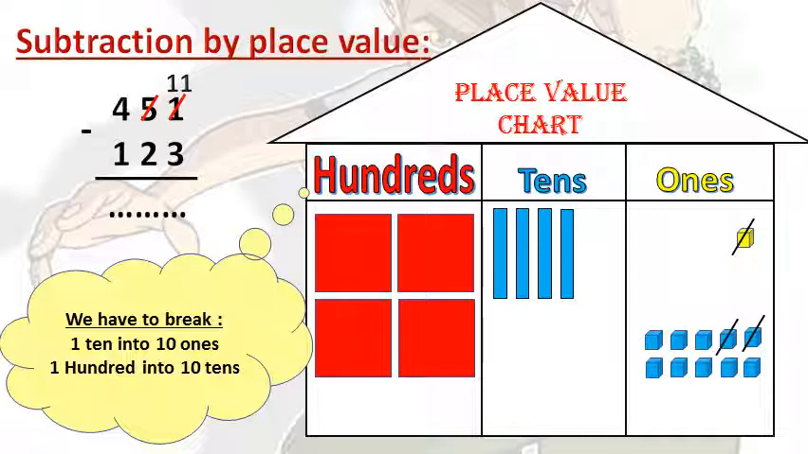Okay, let's now cross the numbers, or take away the numbers. 11 minus 3, I'm going to cross out 3 ones. So it will become 8. And for the tens, I have 4 minus 2. I'm going to cross out 2. The answer is 2 in the tens. And what about the hundreds? 4 minus 1. I'm going to cross 1. So the answer is going to be 3 in the hundreds. Let's read together. The whole number is 328.